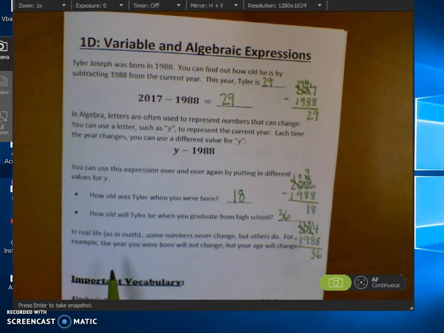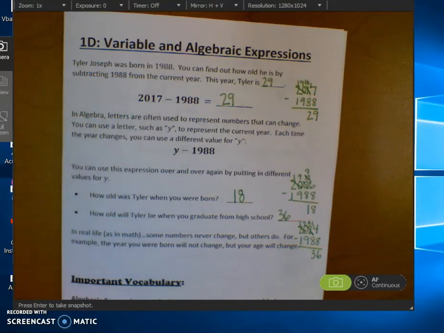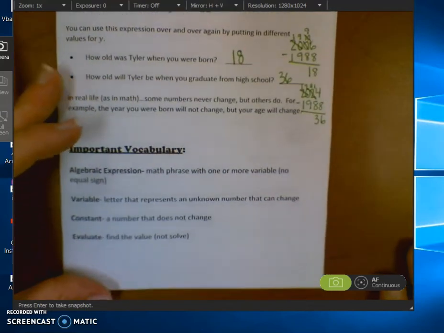In real math, some numbers never change, but others do. For example, the year you were born, or the year Tyler was born in this case, will not change, but your age will. So we can use variables to represent the things that change. We use what we call constants, or just plain numbers, to represent numbers that don't change. And so down here you can see some of our vocab for the unit.